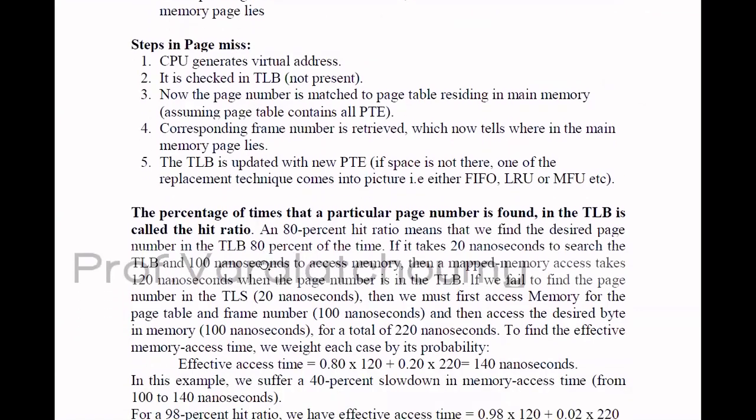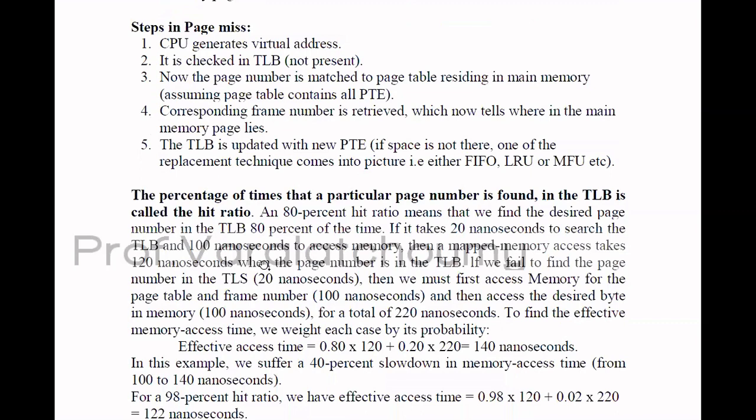So finally, the performance of the translation look aside buffer depends upon the hit ratio and the miss ratio. An 80% hit ratio means that the desired page number was available in the TLB 80% of the time. If it takes 20 nanoseconds to search the TLB and 100 nanoseconds to access memory, since the particular page number was available in the TLB, it is going to be quite easy. So totally it takes only 120 nanoseconds in order to retrieve the particular page.